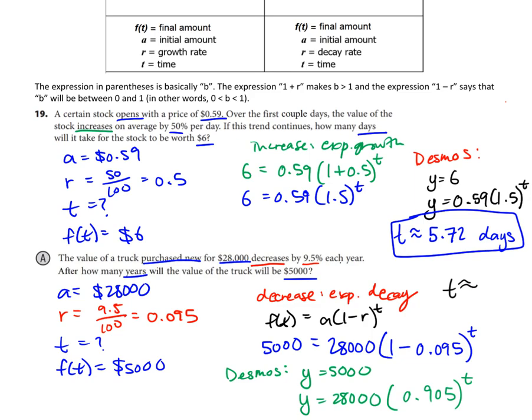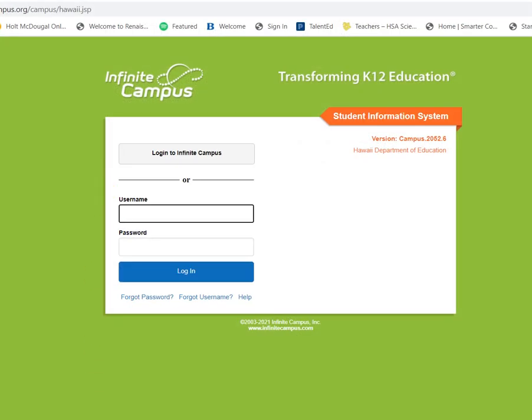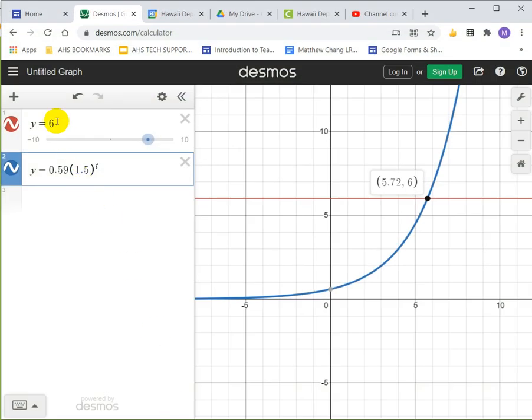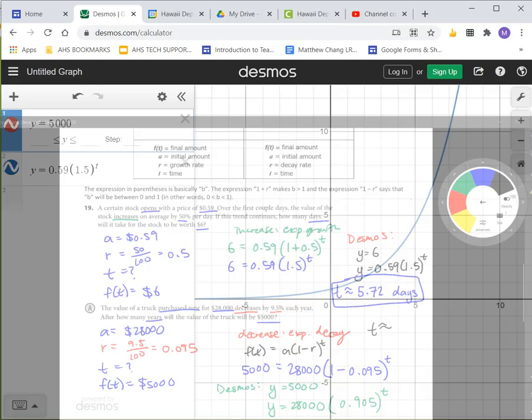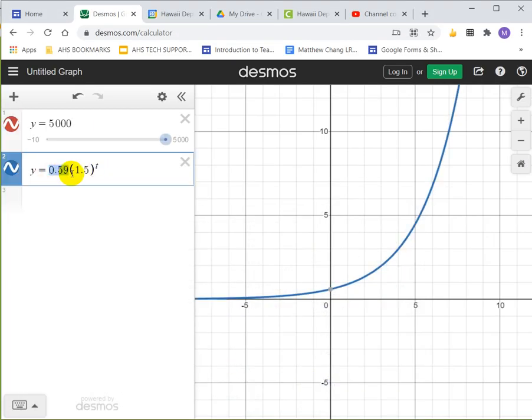Okay, so this is where we're going to have to use Desmos again. So if I do this, I just change this. So y is going to equal 5,000, and the other one, instead of 5,000, we have 28,000 here.